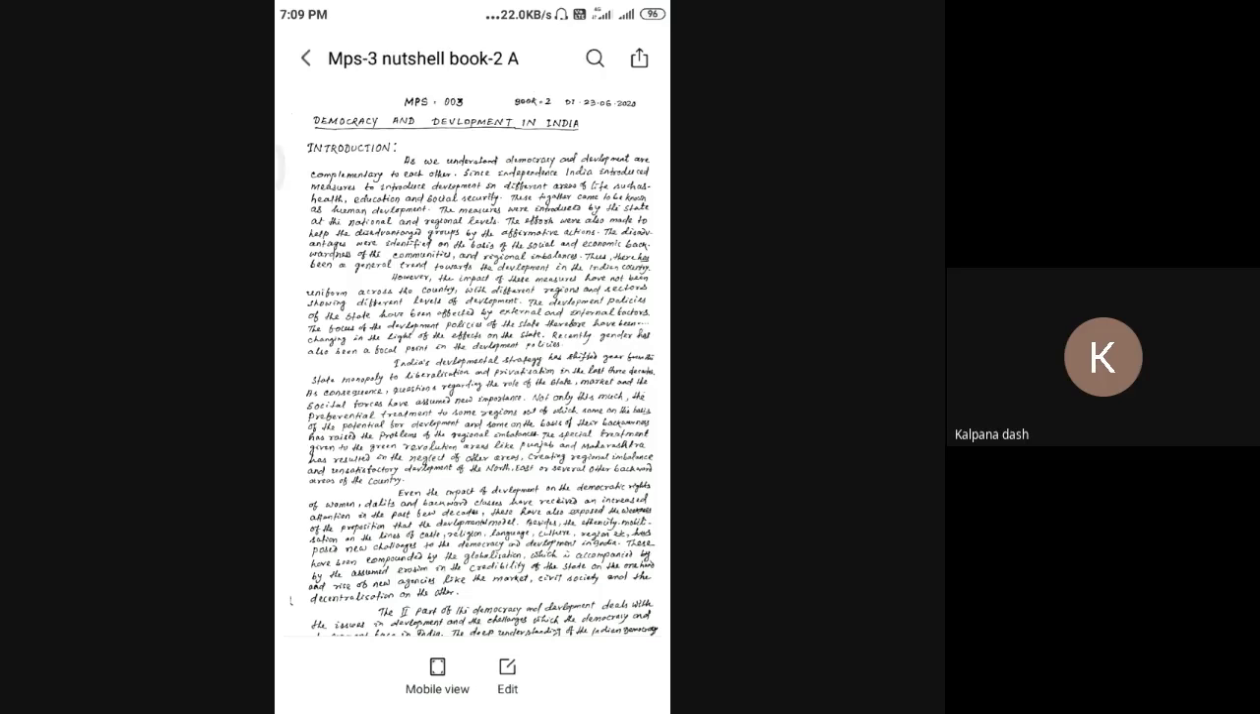the impact of these measures has not been uniform across the country, with different regions and sectors showing different levels of development. The development policies of the state have been affected by external and internal factors. The focus of the development policies of the state, therefore, has been changing in light of the effects on the state. Recently, gender has also been a focal point in development policy.